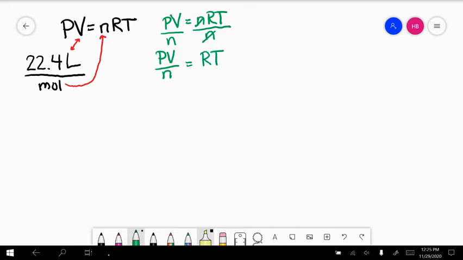Now we need liters on the top, which is volume, and moles on the bottom, which is n. We're good. Now let's just get rid of P on the top. We'll divide each side by P. And now we have volume over n equals RT over P.